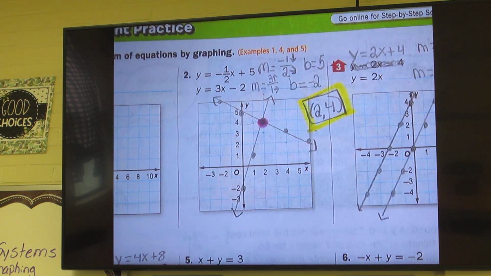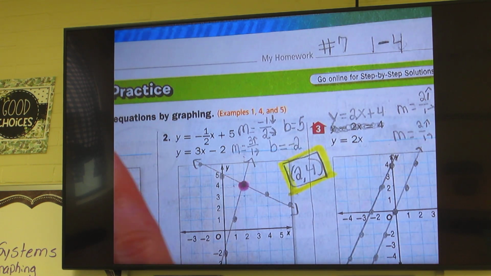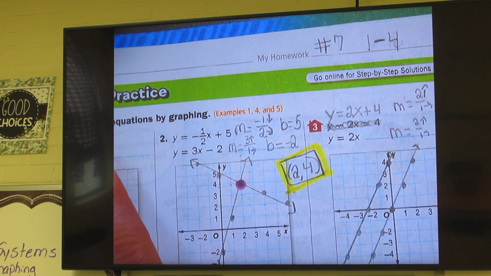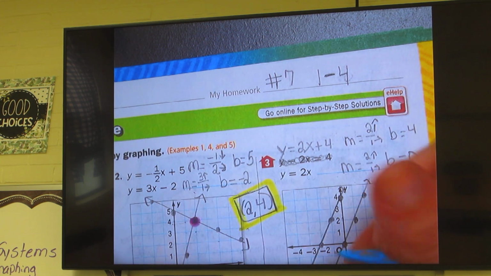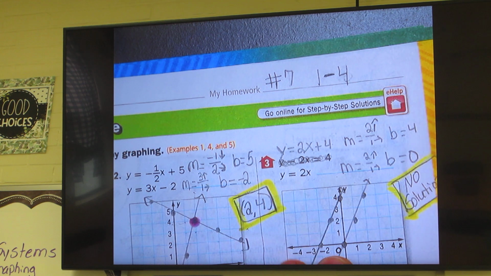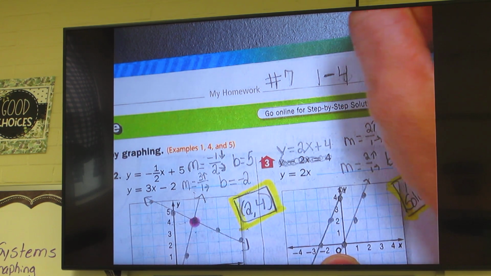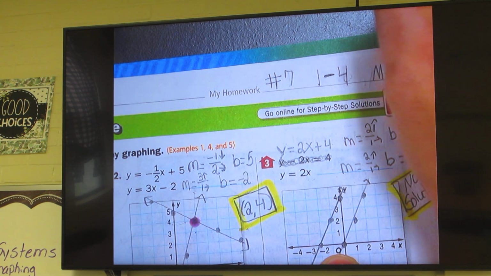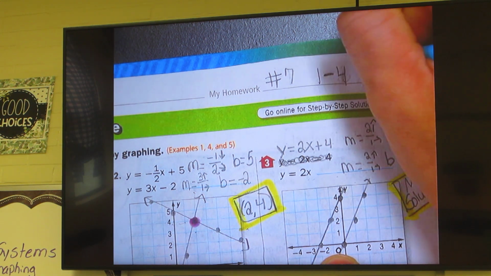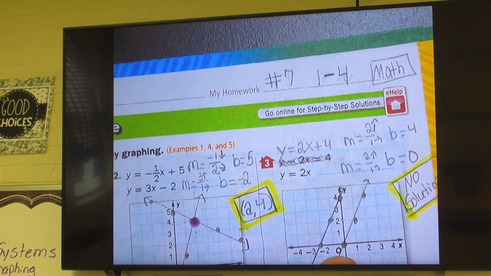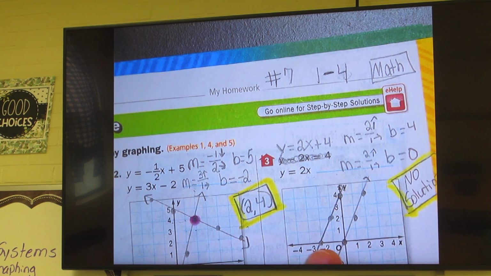Okay, so if you are one of my students and you are watching this for homework and you are wanting to get your 3 points tomorrow for homework, then I want you to write in this top right corner the word math and box it in. That's what I'm going to be looking for tomorrow on your paper, and don't share that with anybody else.